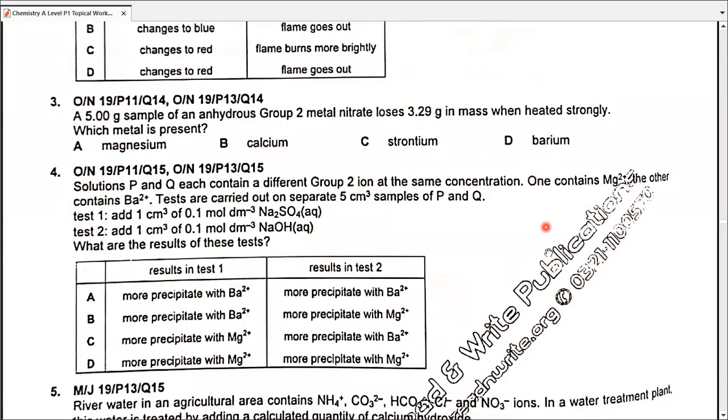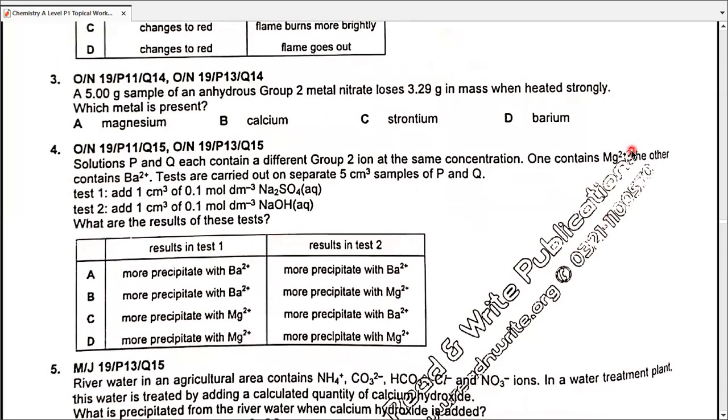So number 3. I think we're done with this. Yes, we are. Number 4.